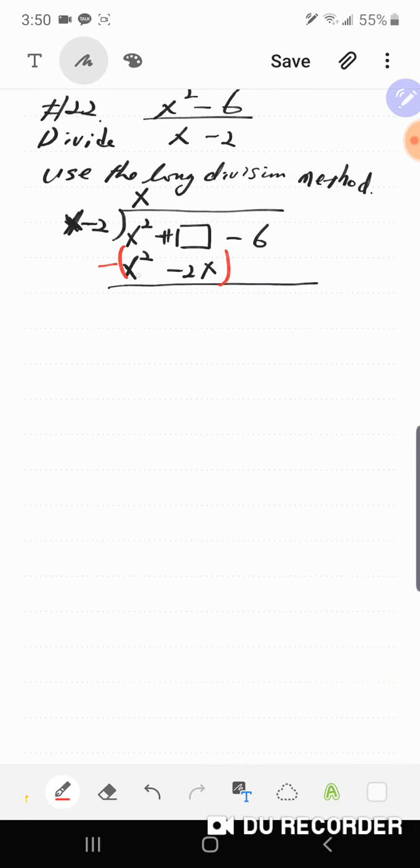The first term will always be 0. x squared minus x squared is 0. And then the second expression is what? Negative times negative is positive. So this is 2x. And then bring the next term down. So we have 2x minus 6.